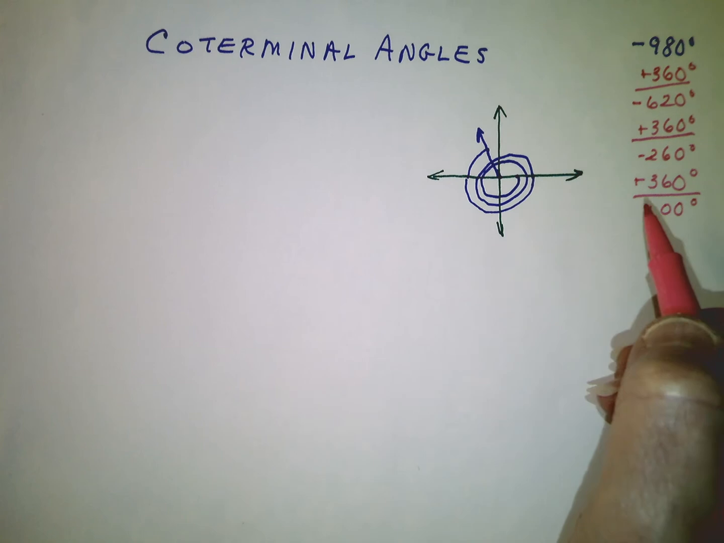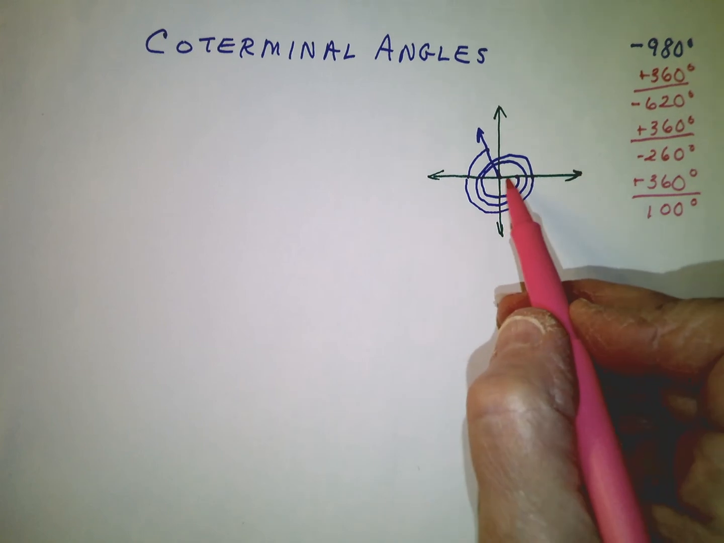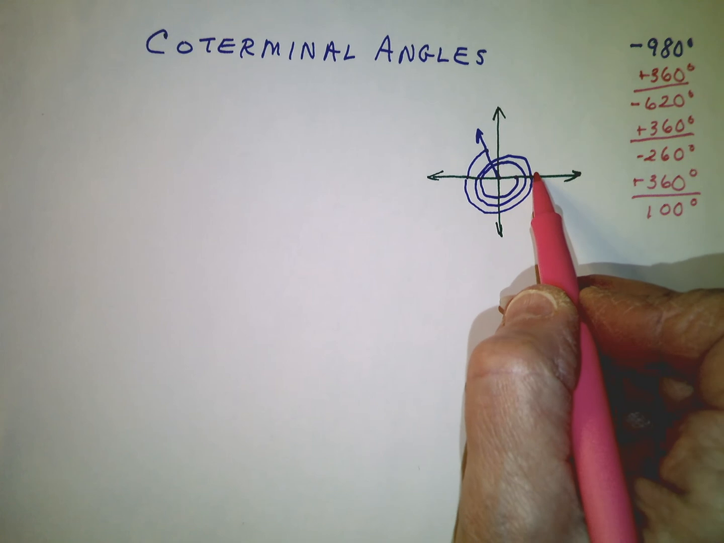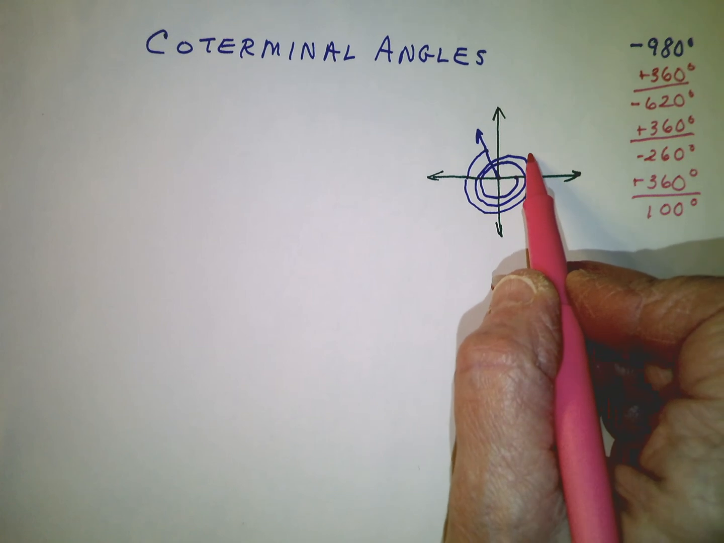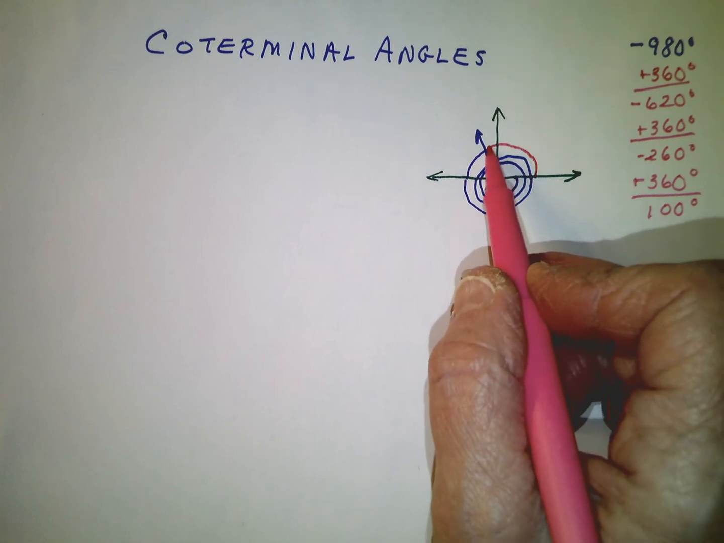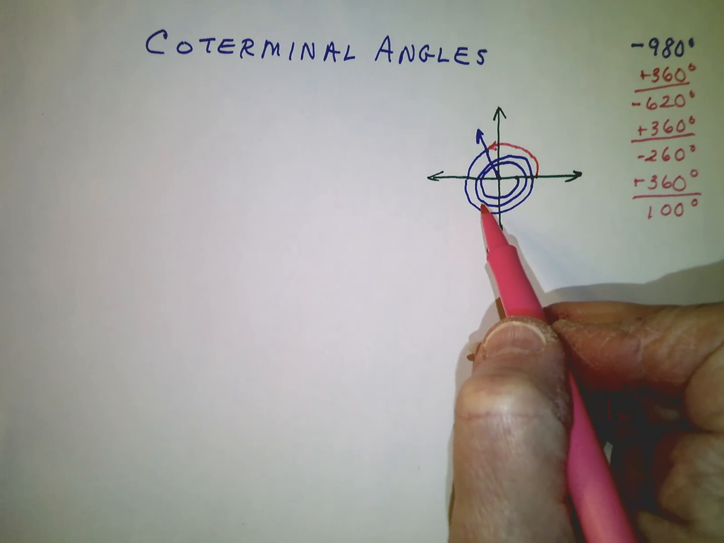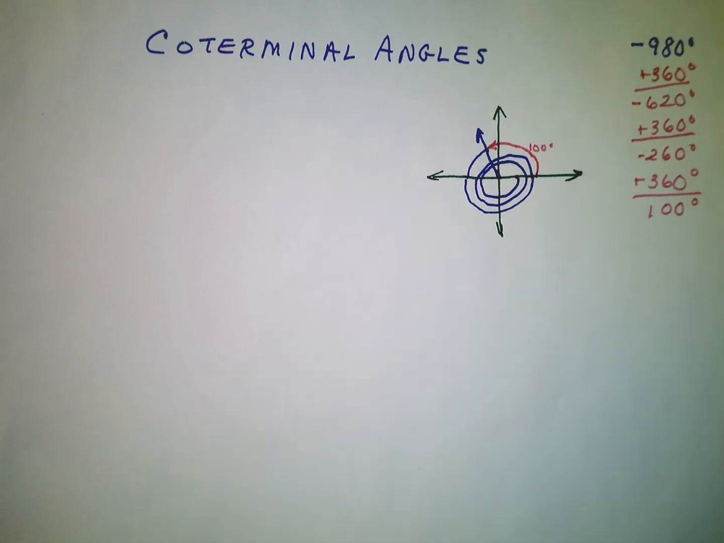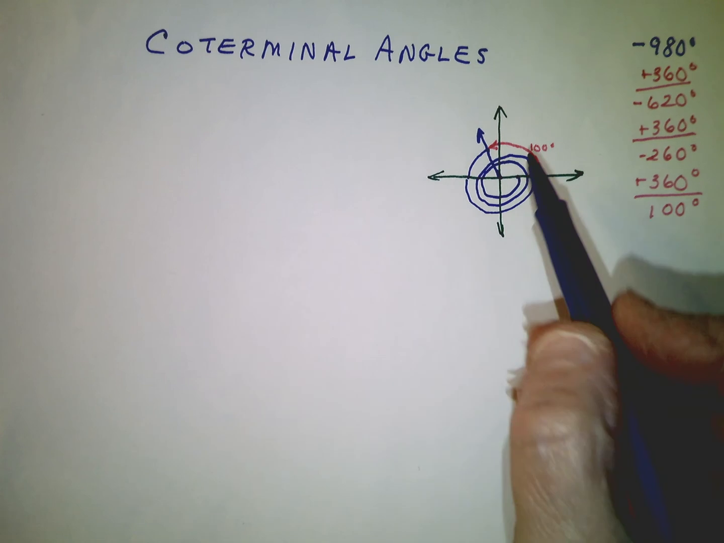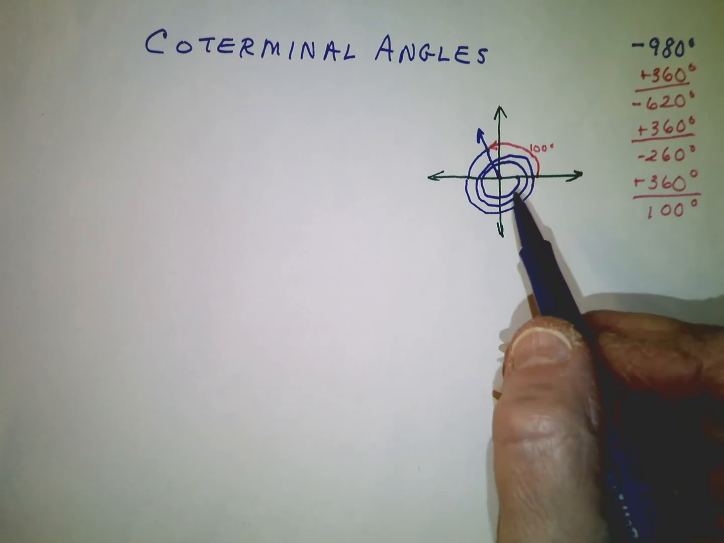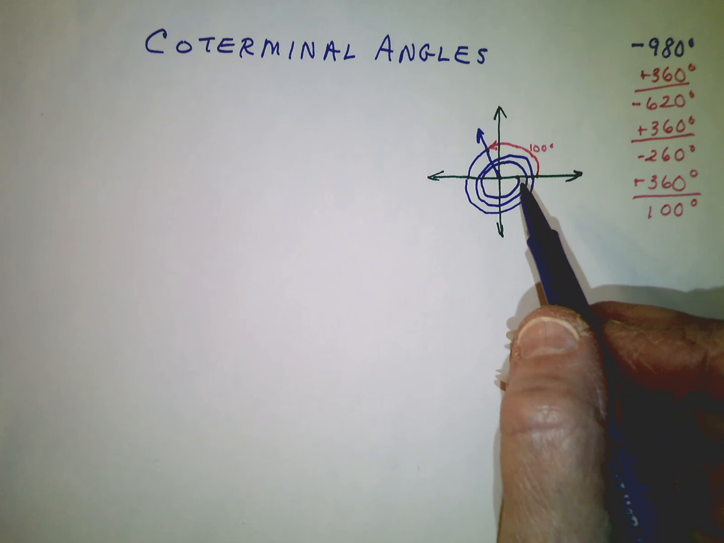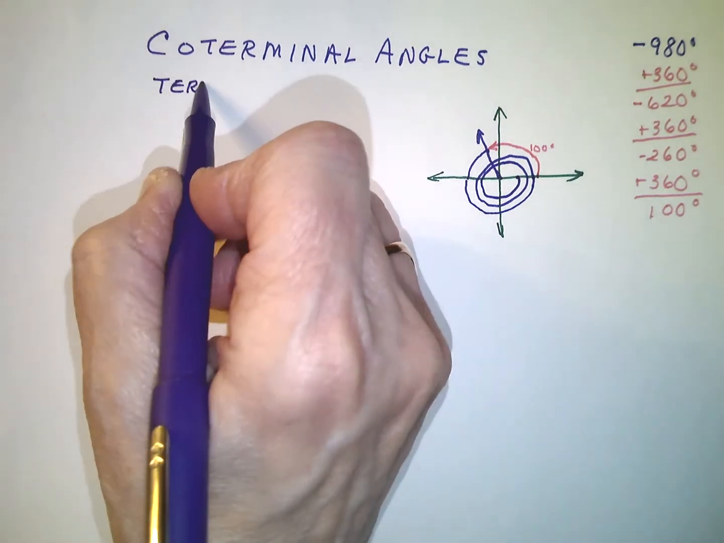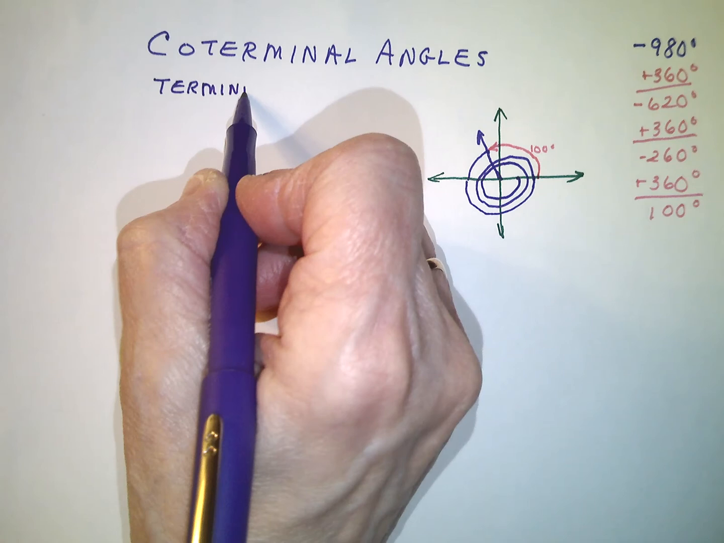So a positive 100 degrees starting from the initial ray and moving upwards from the initial ray in a positive direction, counterclockwise, would end up right about there. So even though these are two very different angles, they are coterminal because their terminal rays ended up in the same spot.